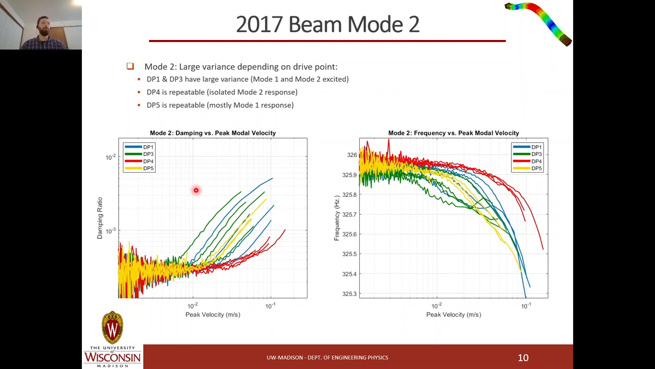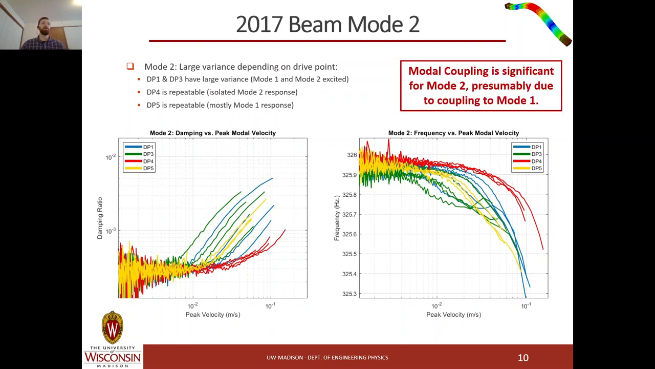For drive point 4, where we have an isolated mode 2 response, those are the red curves down here. These kind of represent a minimum amount of nonlinearity that can exist in the system, so that can approximate the uncoupled response of mode 2. For drive point 5, that was where we had much more mode 1 in the response than mode 2. We still get some mode 2 response, so we can plot it here, but we can see that it's pretty repeatable, although the amount of nonlinearity is significantly higher than what we saw at drive point 4.